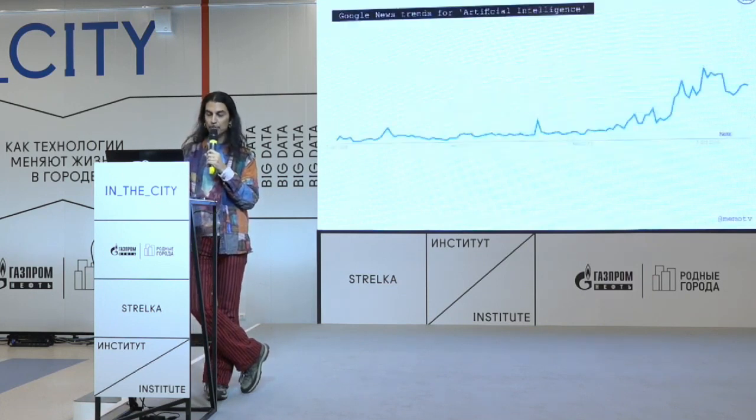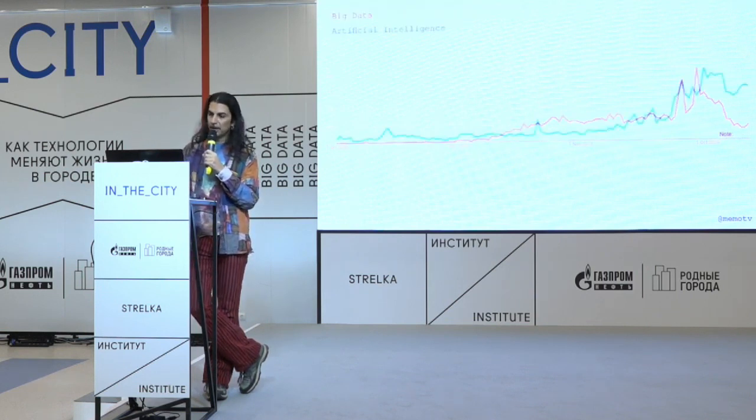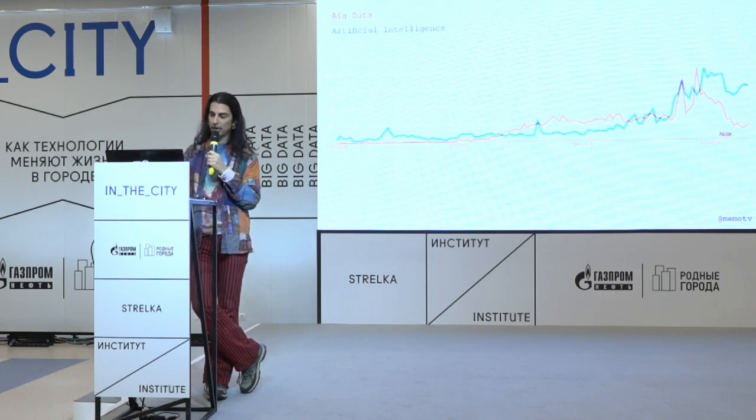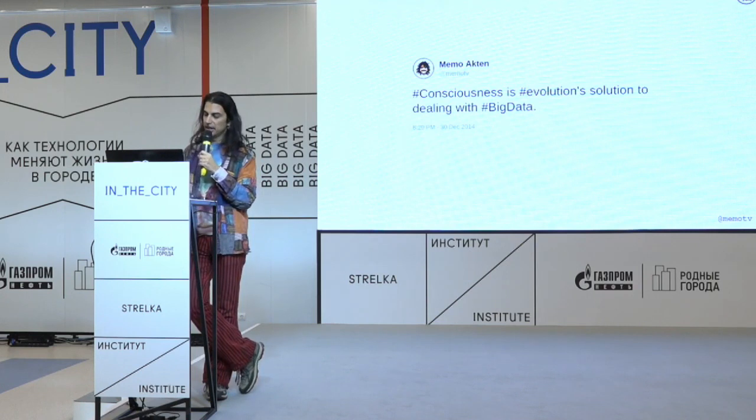A few themes which I'm not going to go into details on, so I'm just going to go through them super quickly now, is looking at the emergence, or rather the explosion of AI that's happening right now, after a phase of steady growth in big data, and how this should come as no surprise, that it's almost an inevitable consequence, and looking at this from a few different perspectives. One is that I like to think of consciousness as evolution's solution to dealing with big data.